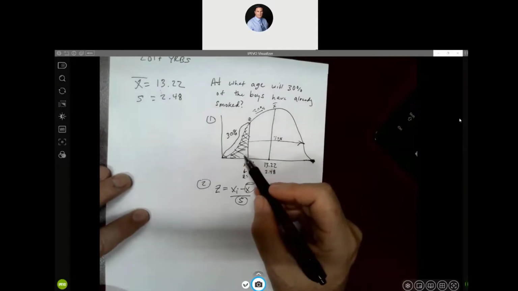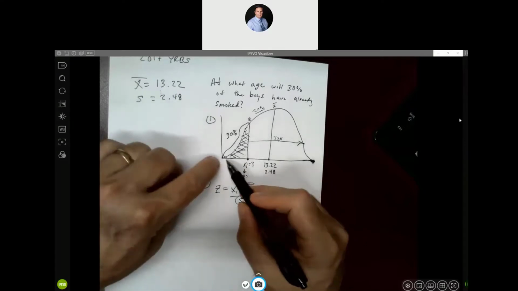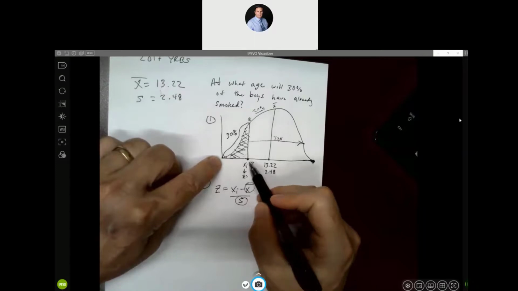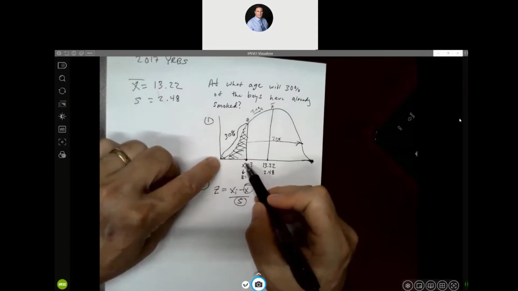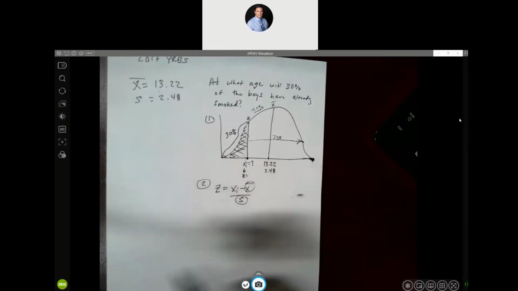So I know this small portion represents 30% of the scores. This is the kids that haven't smoked yet. So if I find out what this x sub I is, I'll know at what age 30% of the boys have already started to smoke. Can I find that z-score? I can find that z-score because I know what the small portion is. I know what mean to z is, and I know what the large portion is.